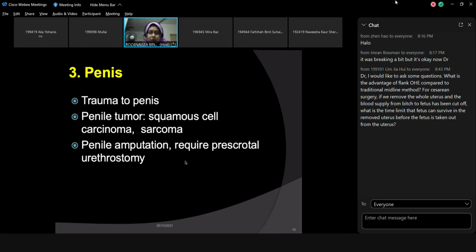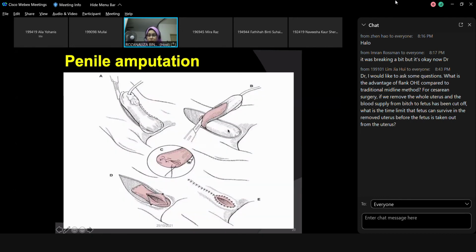So now we talk about the penis. What conditions will require surgery in the penis are basically trauma to the penis or penile tumor. The common ones are squamous cell carcinoma or sarcoma. And they usually will lead to a penile amputation. When you have a penile amputation, you are required to construct a prescrotal urethrostomy. You can't just amputate and leave it. Then how would the urine flow? So you amputate it and make an opening so that the urine can flow.